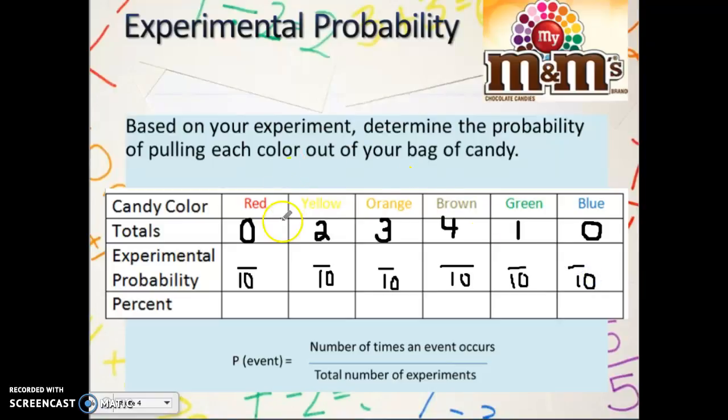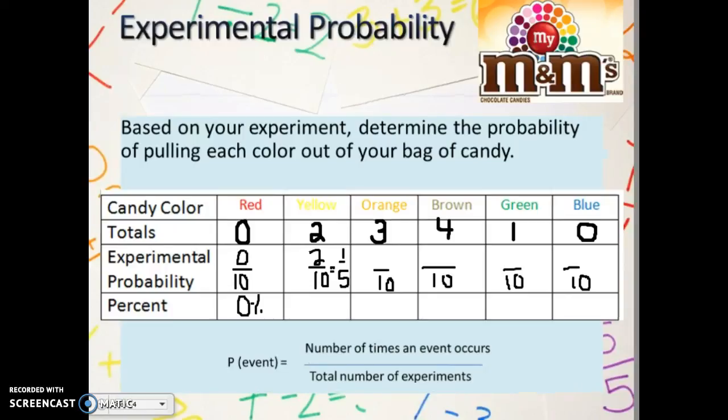All right, our probability of getting red was 0 over 10. So that's an easy percent there. We're going to be at 0%. Our probability of getting yellow was 2 over 10, which simplifies to 1 over 5. Go ahead and take a moment to fill in the percent for yellow. All right, so 2 over 10 is 1 over 5, or 20%.